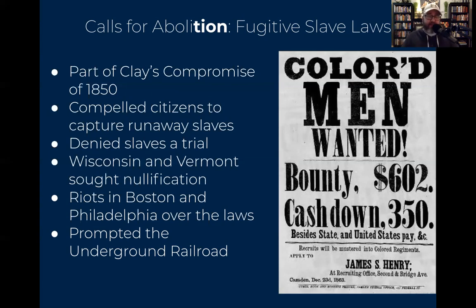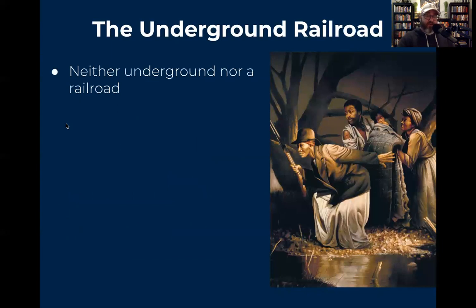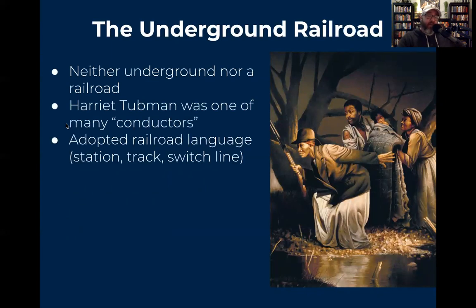Taking out ads like you see here on the screen, with actual bounties for individuals being returned back to the Deep South. So this is going to prompt folks like Harriet Tubman and many, many others to really push for the Underground Railroad, allowing for the escapes of those slaves. Harriet Tubman being one of the many conductors. And the reason why it was called the railroad was because of the verbiage that was used during this time period. Various houses, the Anderson farm was a particular station.